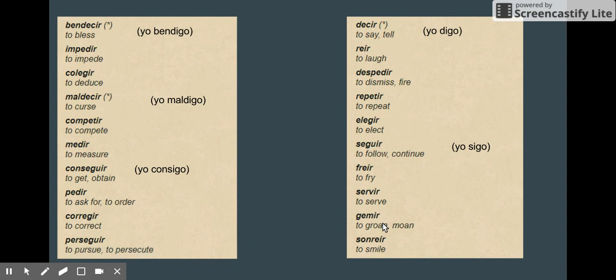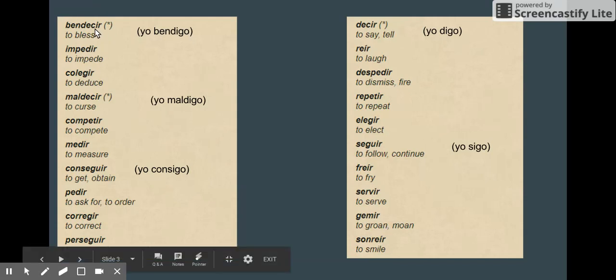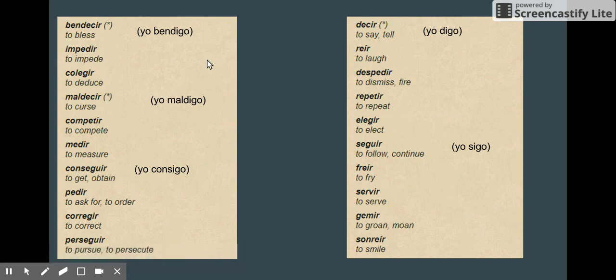Now here's a list of some of the most common stem changing verbs that go from E to I. And if you notice, all of them are IR verbs, so they all end in IR. Some of these are more common than others. For example, competir, pedir, to ask, decir, to say, seguir, to follow, repetir, to repeat. Some of them are not as common: bendecir, colegir, maldecir. So mainly only worry about the more common ones: pedir, decir, reír, despedir, to say goodbye or to dismiss, repetir, to repeat.